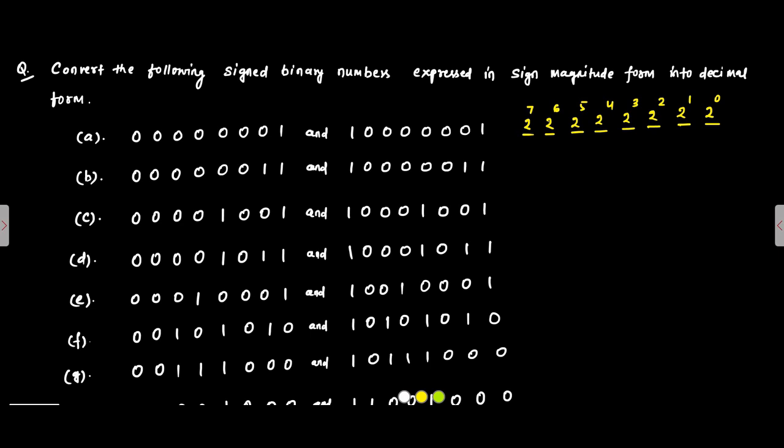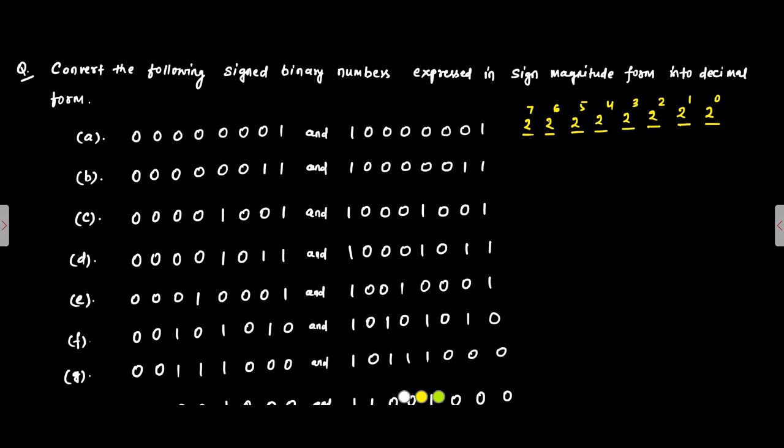So we'll continue our discussion related to signed binary numbers. In this question, we have to convert the given signed binary numbers, which are expressed in sign magnitude form, into decimal form. There are a lot of numbers given. First we have to recall the rules of sign magnitude. So let's start one by one.